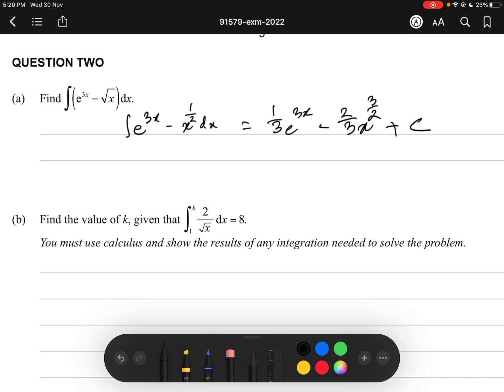And that should be another very simple achieved level question there. So that should be an achieved grade for this question.